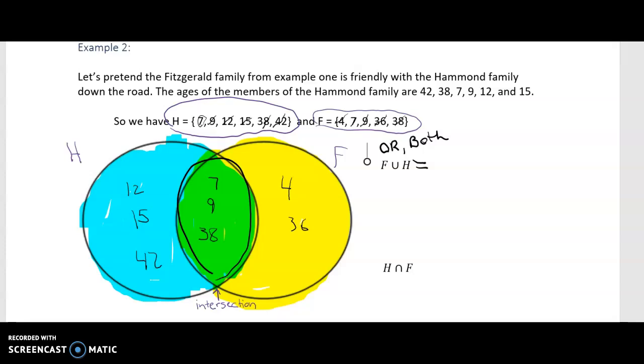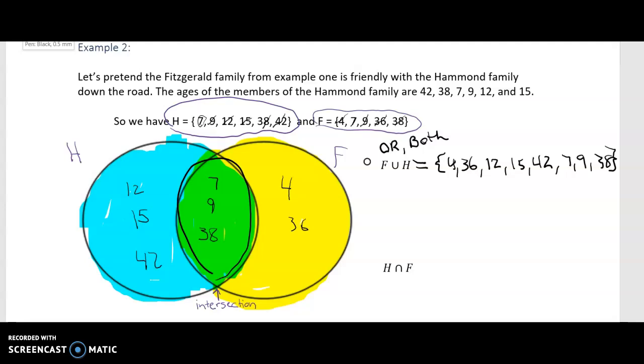So first we'll look for the items in F. F has 4 and 36. Next we'll look for the items that are in H: 12, 15, and 42. The items in both would be 7, 9, and 38. So the set F union H has 4, 36, 12, 15, 42, 7, 9, and 38.